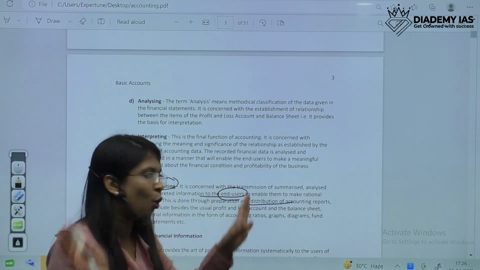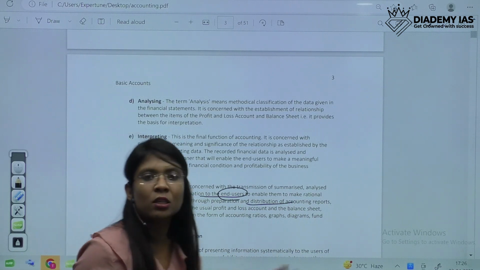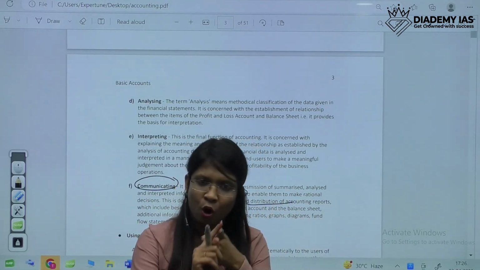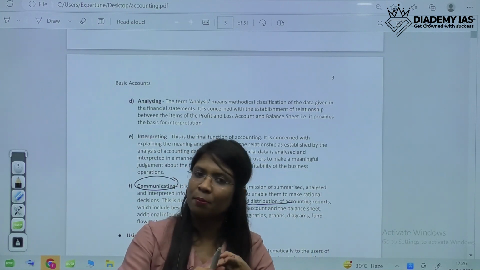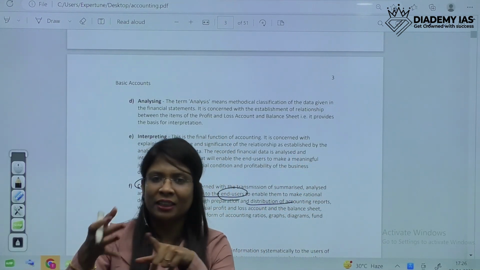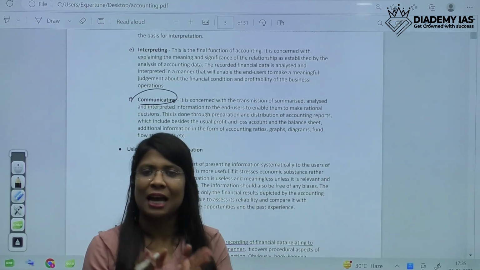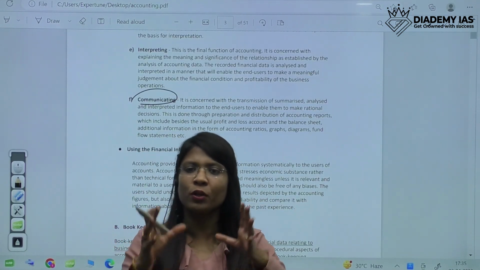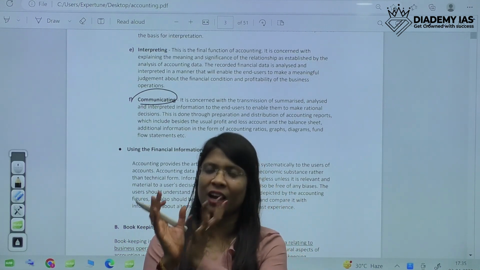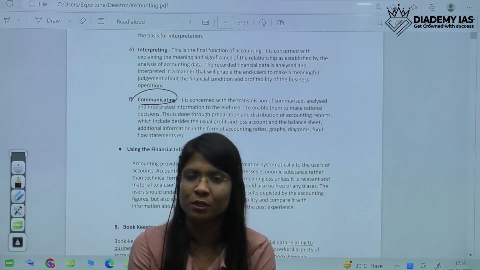Okay, that would all be included in accounting. So accounting basically has 3 steps. First of all, we have to record, then classify, then summarize. After all these 3 are done, then we will analyze and interpret. Then we have to communicate that information, communicate those financial statements, to its users.